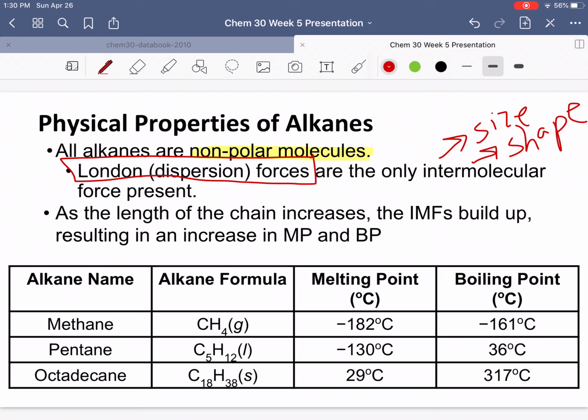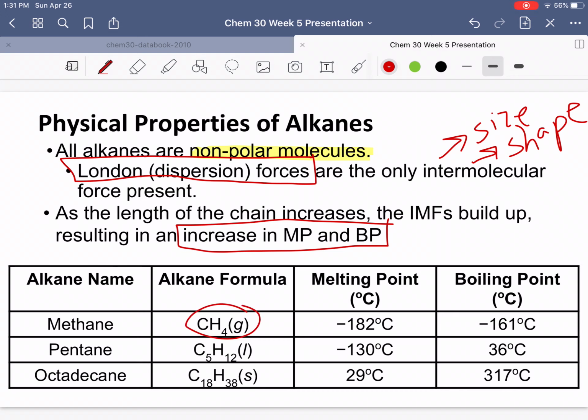Also, the shape makes a difference. The longer it is, the more simply cylindrical the shape is, it can have a lot higher London dispersion forces as well, or intermolecular forces, right? Which means that the bigger the molecule and the more cylindrical the shape, the higher the melting point and boiling point. Whereas the smaller the molecule, and honestly, the more spherical the shape, you're going to end up with a lower melting point and boiling point.